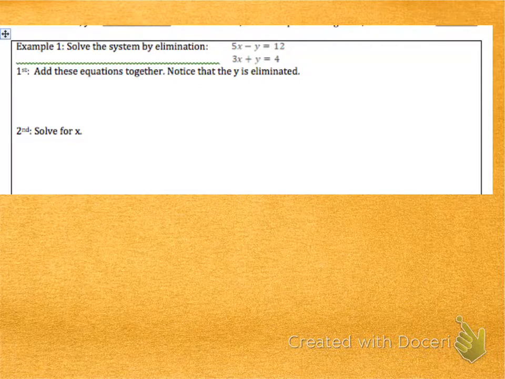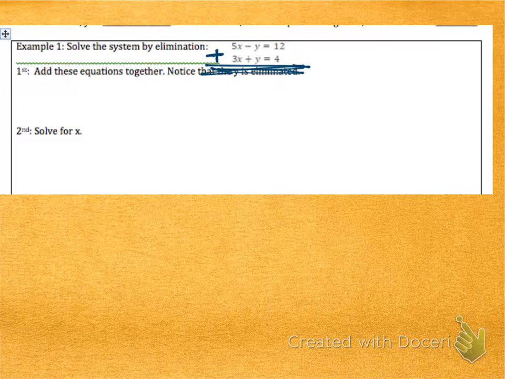So if we look at this example 1 in systems here, the variables are already lined up. The equations are arranged in the same form. If they weren't, we would have to rearrange them, transform them, so that the variables would be lined up. But these are conveniently lined up as our first example. So what we'd like to do is add these equations together. So we're just going to draw a little line under there, and we're literally going to add the equations together.